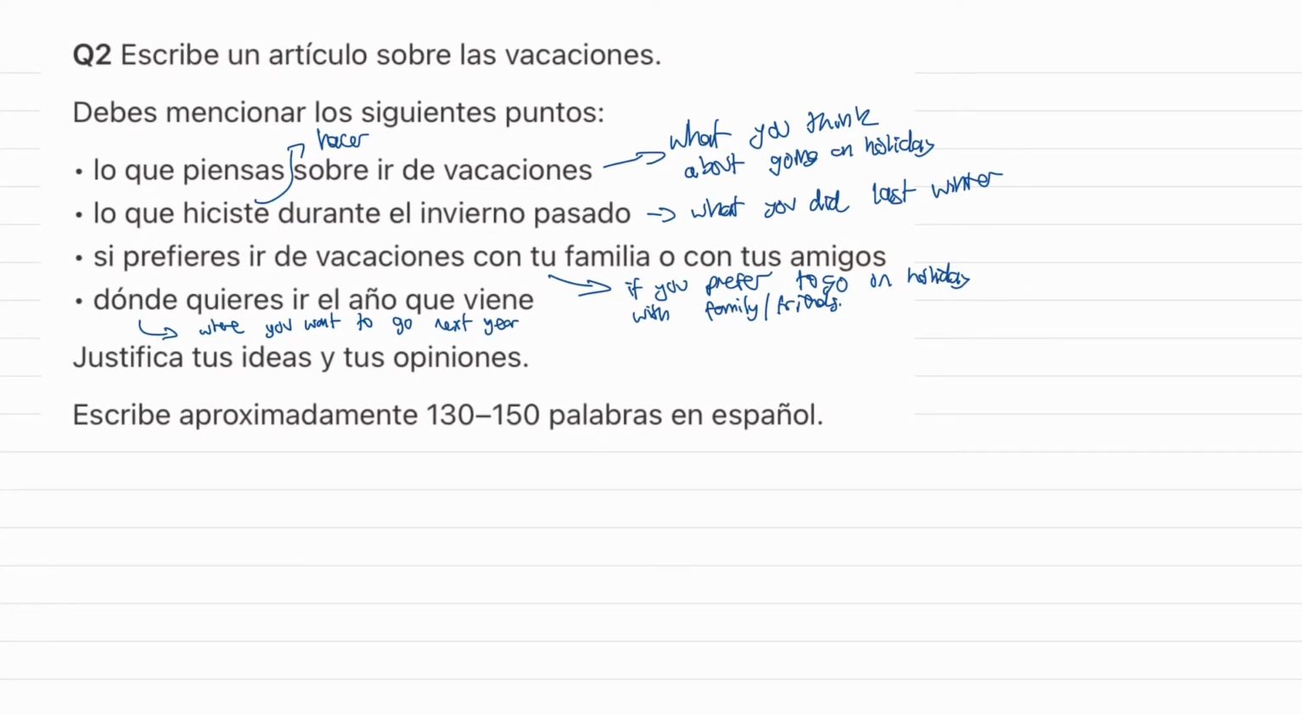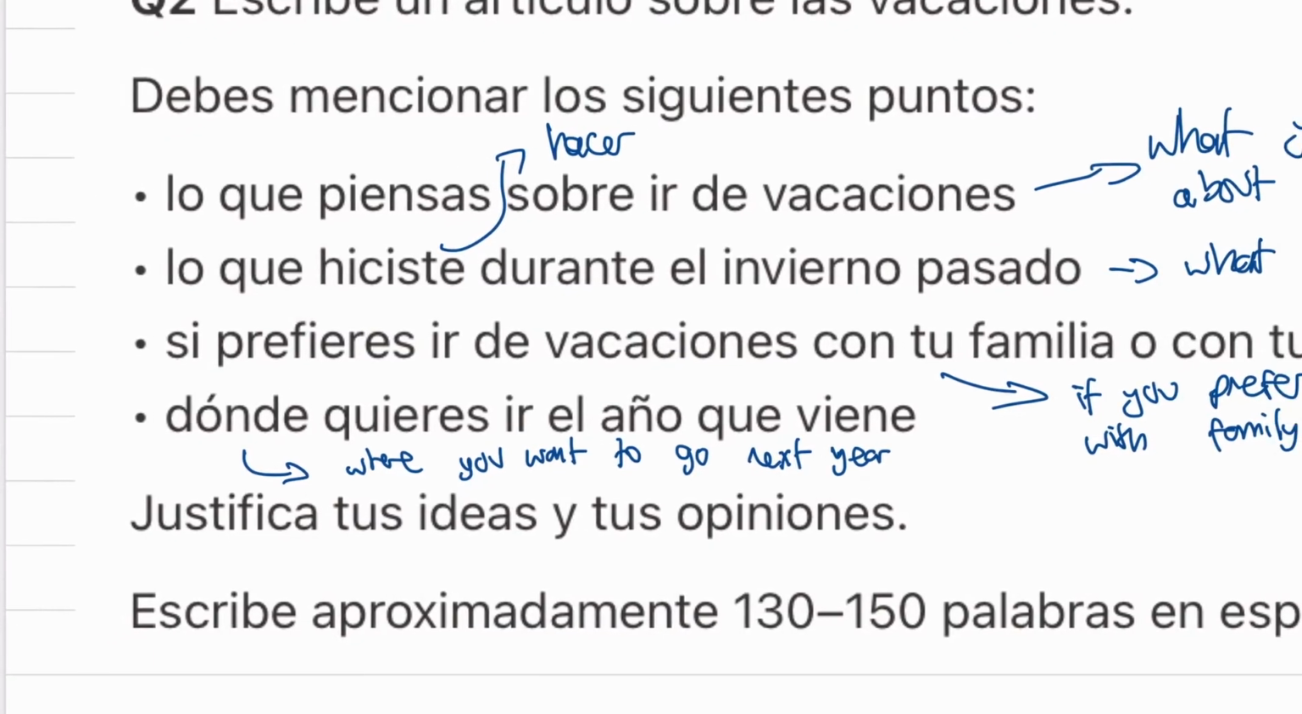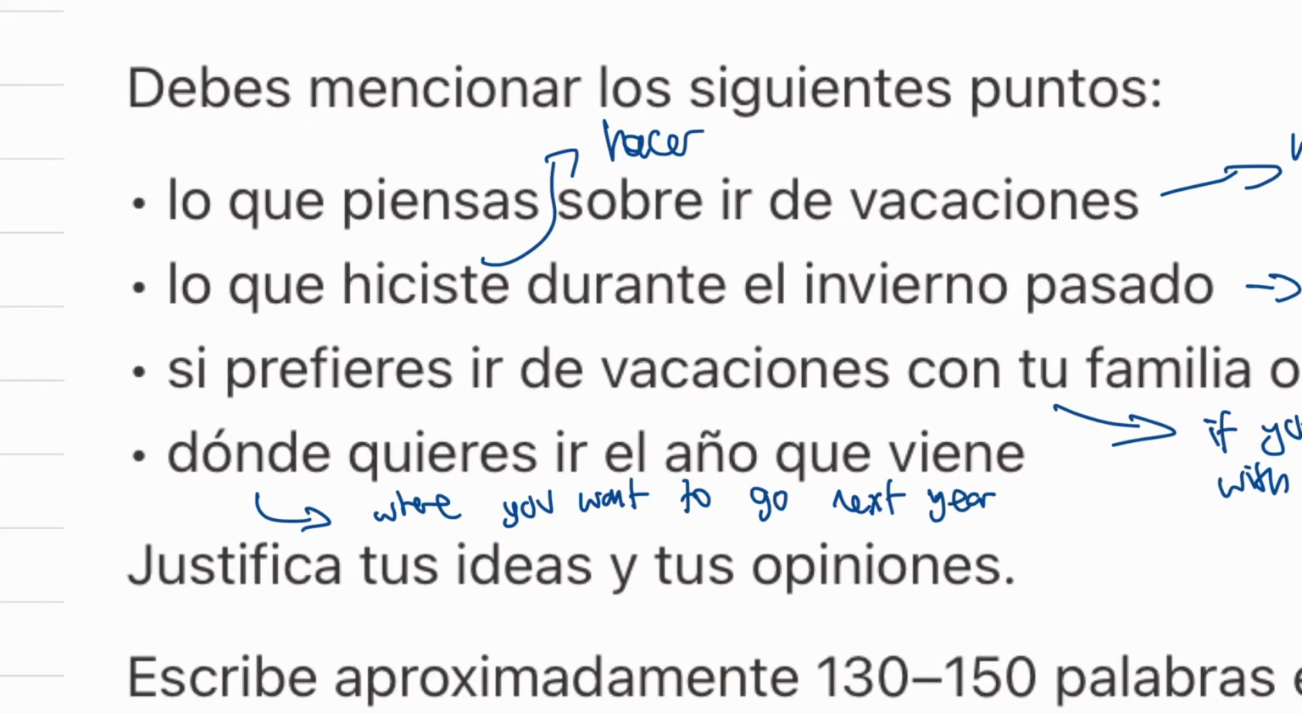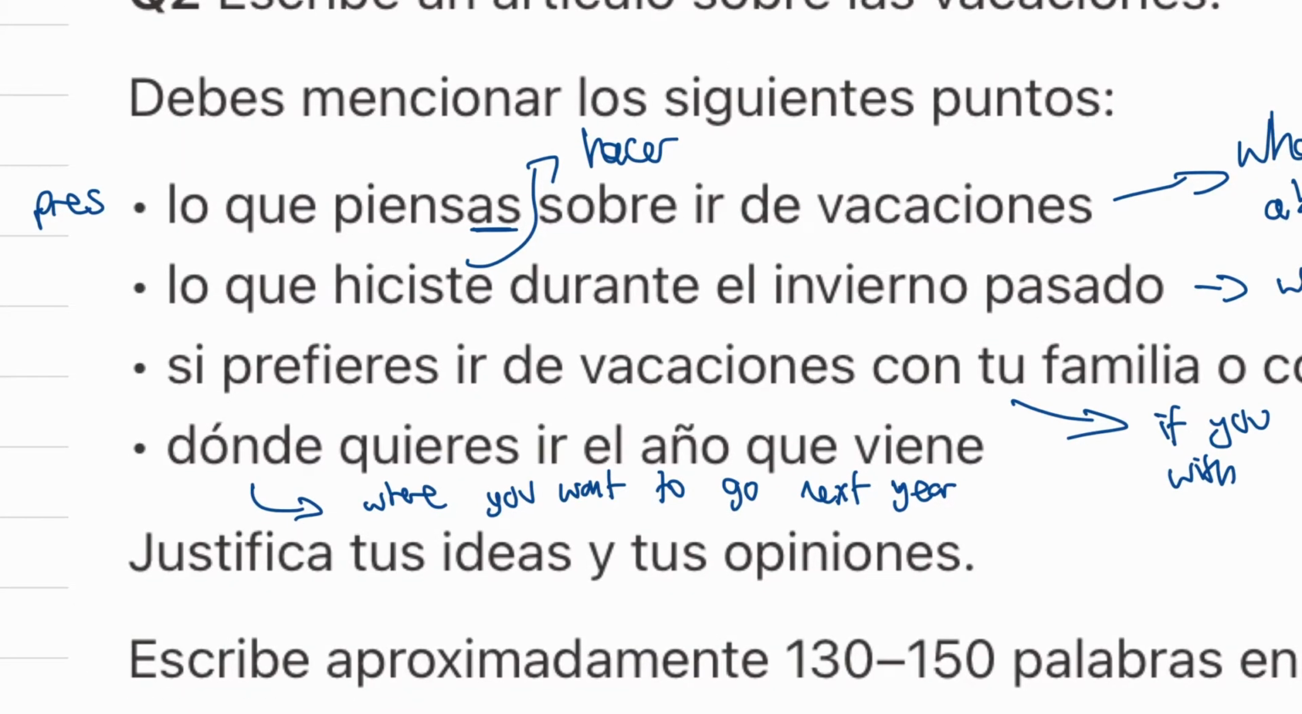Then let's think about the tenses for each bullet point. So on the left here, I'm going to write the tense that each bullet point is in, the main tense. So first one, you can tell by the verb here, piensas. This is just the normal present tense. So when I answer, majority of my answer will be in the present tense, but I can and should add extra tenses to get more marks.